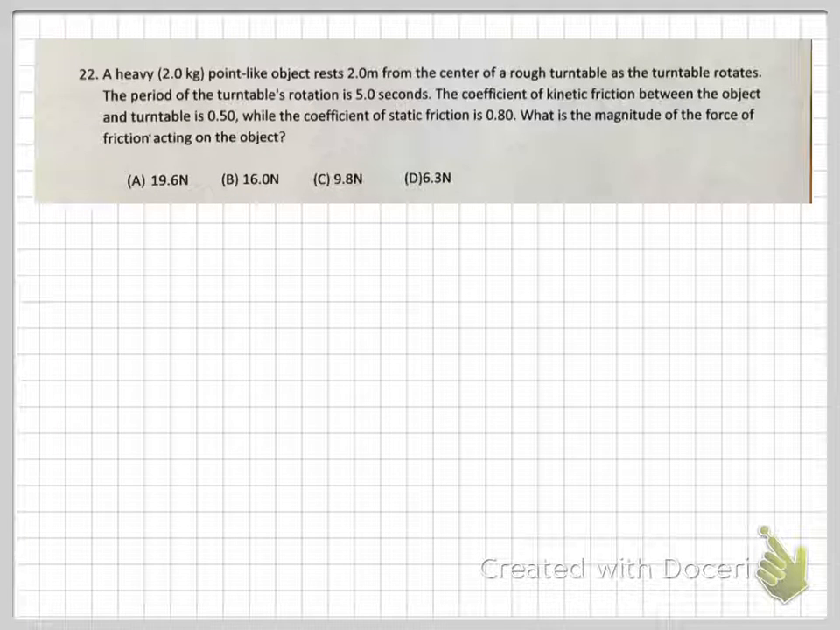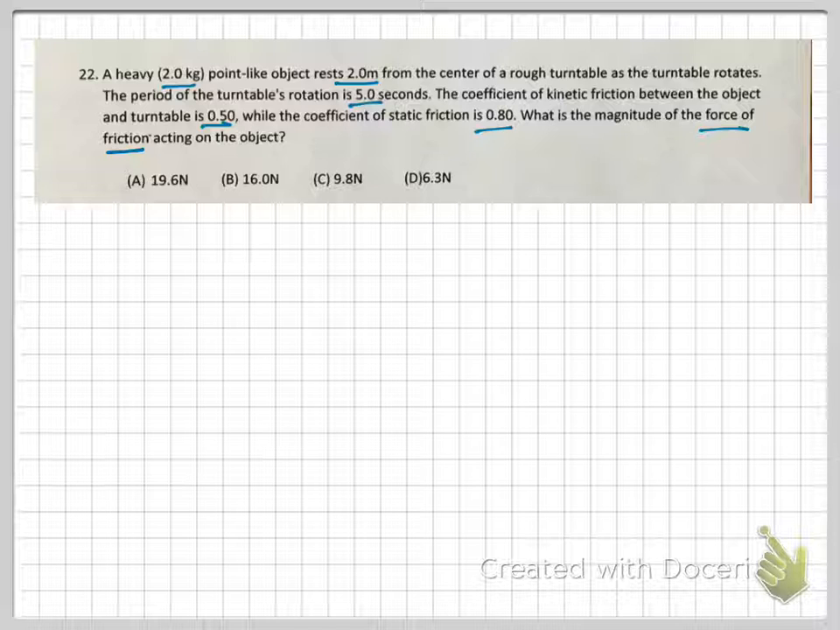Number 22, a heavy 2-kilogram point-like object rests 2 meters from the center of a round turntable as the turntable rotates. The period of the turntable is 5 seconds, so they gave us the period. The coefficient of kinetic friction between the object and turntable is 0.5. The coefficient of static friction, a little higher, is 0.8. What's the magnitude of the force of friction acting on the object?